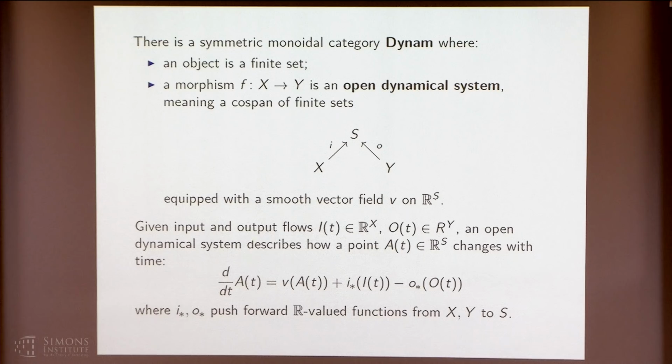So the idea is if I've got a real valued function on a finite set X, and I have a map from X to S, I can push it forward to a real valued function on S by summing the values of all points here that go to a certain point here.